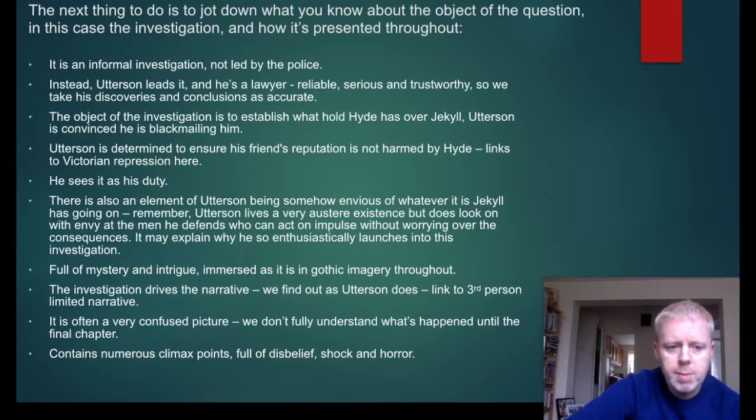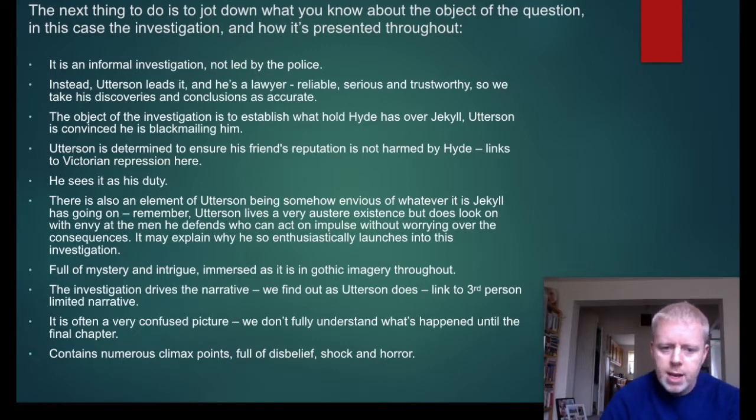The object of the investigation is to establish what hold Hyde has over Jekyll. Utterson is convinced he's blackmailing him. Utterson is determined to ensure his friend's reputation is not harmed by Hyde. Now, you can link this to Victorian status and expectation and repression here. He sees it as his duty, and we'll look at the extracts in a minute to reinforce that particular point.